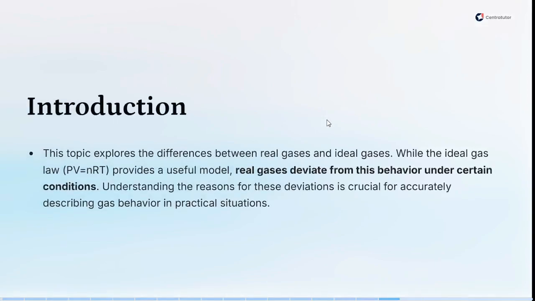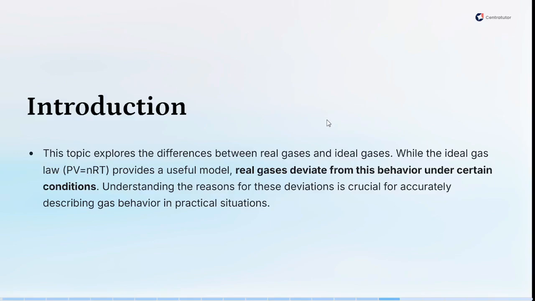So, first, I'll start with an introduction. This topic tries to explore the differences between real gases and ideal gases. While ideal gases are given by the formula PV equals nRT, as we know, this provides a useful model that we could use to determine the behavior of gases. Ideal gases have the formula PV equals nRT, which is the general gas law, while real gases have a similar formula that was derived from this ideal gas formula.